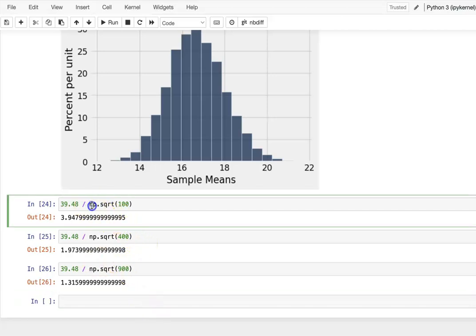So what we find here, the square root, got our answer. So the standard deviation divided by the... now again, the 39.48 is the population standard deviation, right? So then this one is the sample mean standard deviation. So we find the standard deviation of the population divided by the standard deviation of the sample mean will be close to the square root of the sample size.